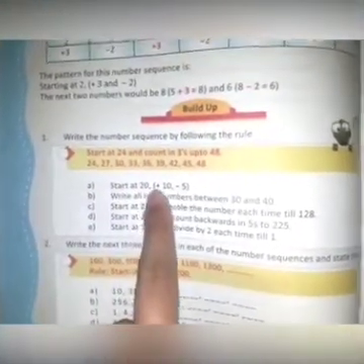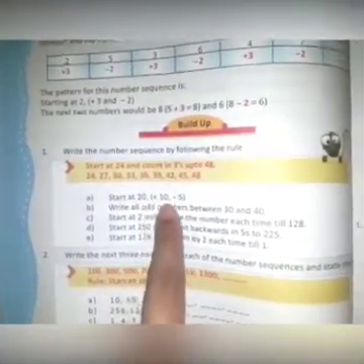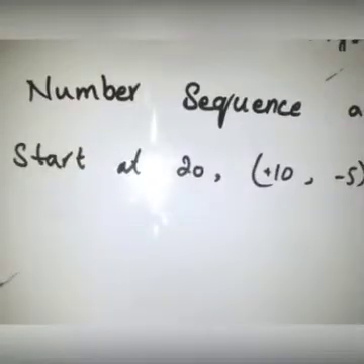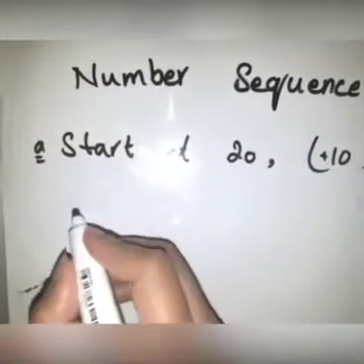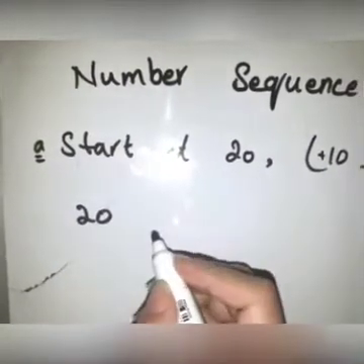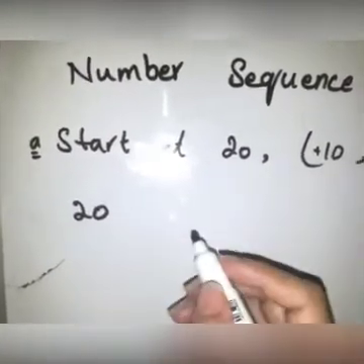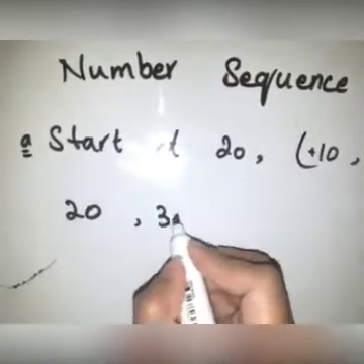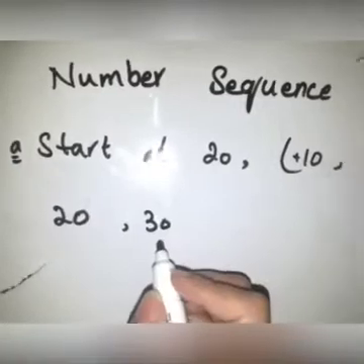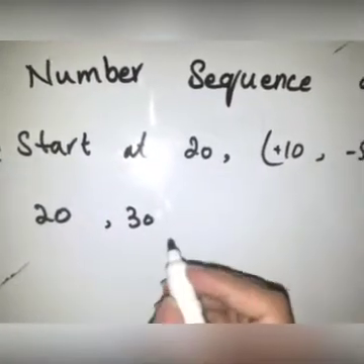Start at 20 and the rule is plus 10, minus 5. So here is the question. The answer will be: start with 20. So we will write 20 first. Then the next will be plus 10. The next number will be 30, because we are adding 10, and the third one will be minus 5.